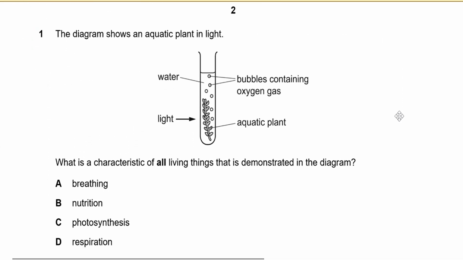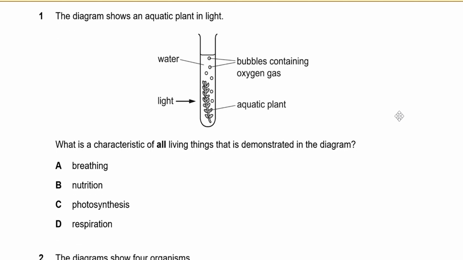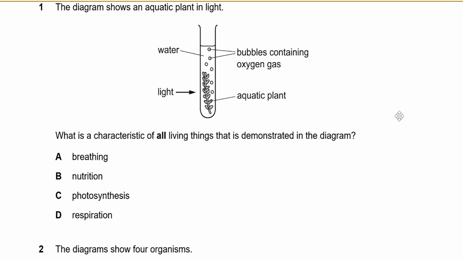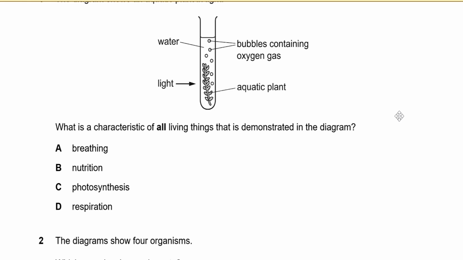Okay, so question number 1 says the diagram shows an aquatic plant in light. What is the characteristic of all living things that is demonstrated in the diagram? Now, when you look at this diagram over here, we'll see that it's a plant in water, but then again, light is getting into the test tube, alright? So the plant uses that light. And then we have bubbles of oxygen being produced from what? From the plant. Now, we need to know which characteristic uses light and produces oxygen in the characteristics of what?